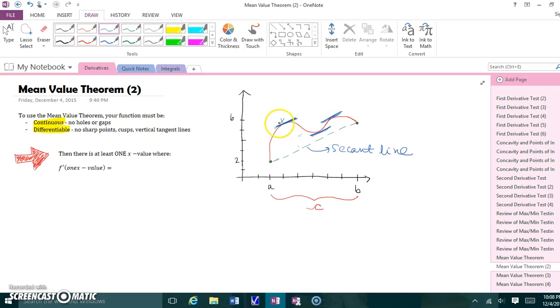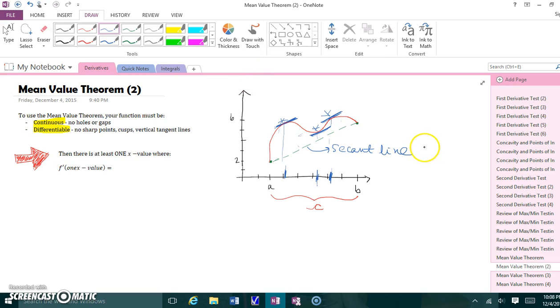So you're going to want to label these points here with a star. These are the x values that have a tangent line that's equal to the secant line, meaning they have the same slope. The mean value theorem guarantees that there's at least one of those points. Here I have 3 of those points, but I'm going to have at least one.